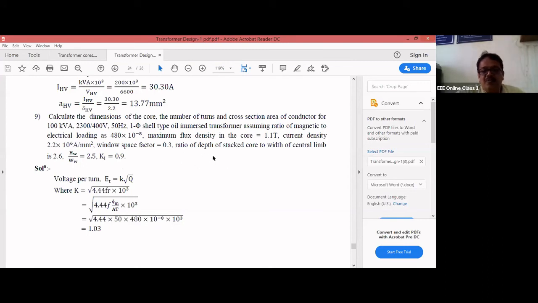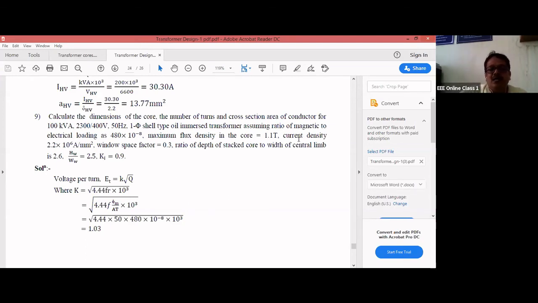What does the ratio of depth mean? Depth is nothing but B, width is nothing but 2A. So B by 2A is equal to what? 2.6. And HW is 2.5, K is equal to 0.10. So in this problem, we have two conditions here. This is the condition: assuming ratio of magnetic to electrical loading, you have to take this into consideration. And the ratio of depth to width of the central limb means B by 2A is equal to 2.6. These are the two new things that have been given.